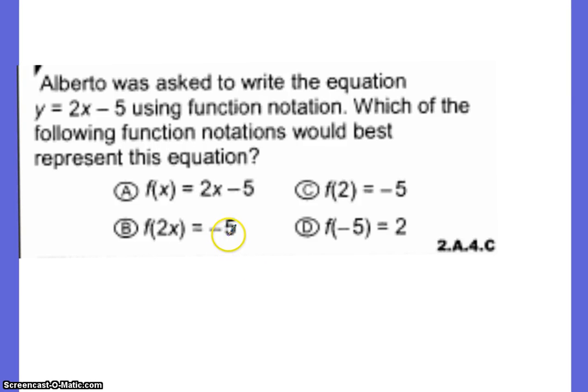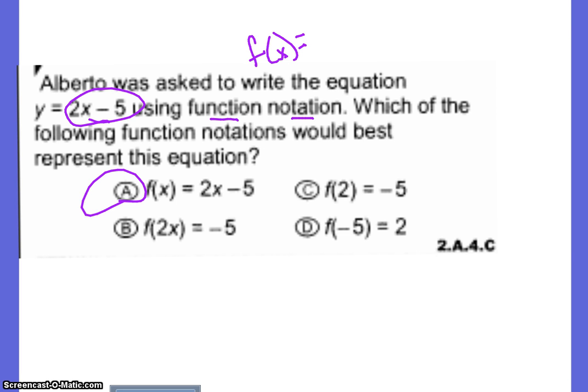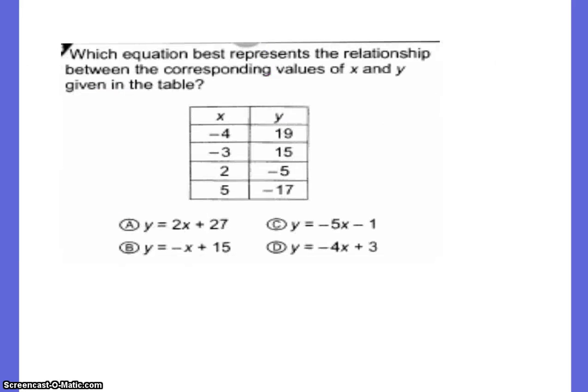Which of the following function notations would best represent this equation? Do not make this problem harder than it is. Okay, function notation simply means that it starts as f of x equal instead of y equal. All of this has to stay the same. Your answer is A. Okay, look at that carefully, make sure you understand that. The only change in an equation and function notation is that you put f of x instead of the y.